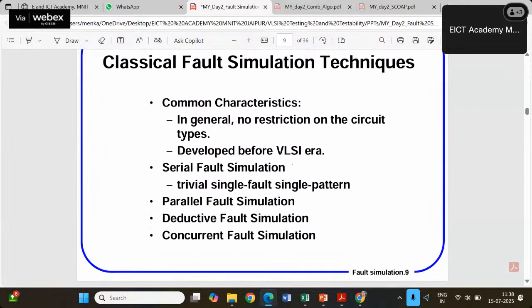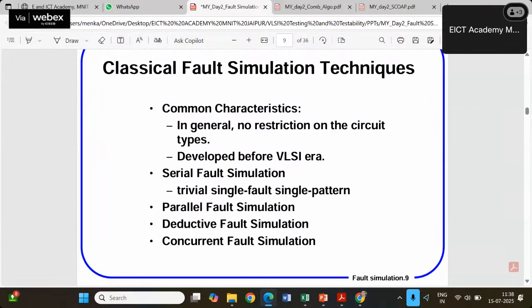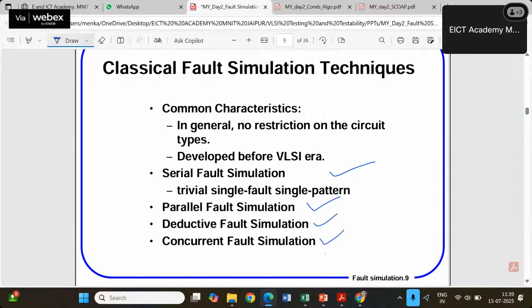So basically there are some classical fault simulation techniques, and these are listed over here. There are 4 classical techniques. One is the very trivial technique, which is the serial fault simulation technique. Serial fault simulation means every fault you will consider once, and at a time you will work for a single fault. Another one is the parallel fault simulation, deductive fault simulation, and concurrent fault simulation technique.